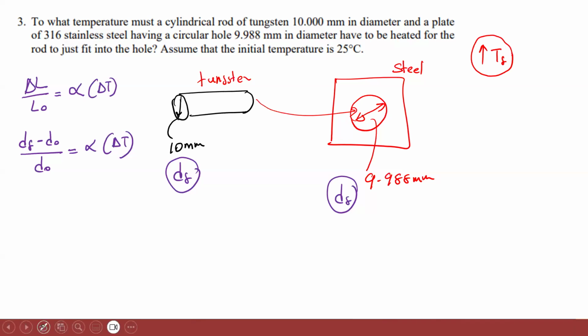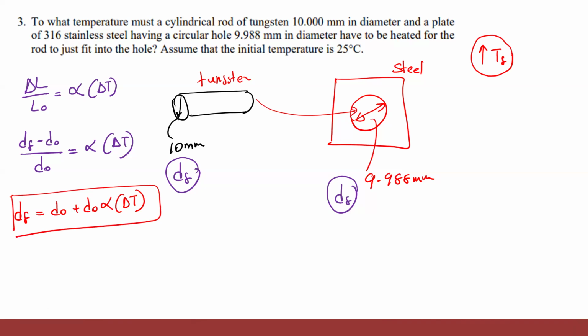So here, if I further solve this one, I can say dF is equal to d naught plus d naught alpha delta T. Is this right or wrong? Can I make dF the subject in that equation?